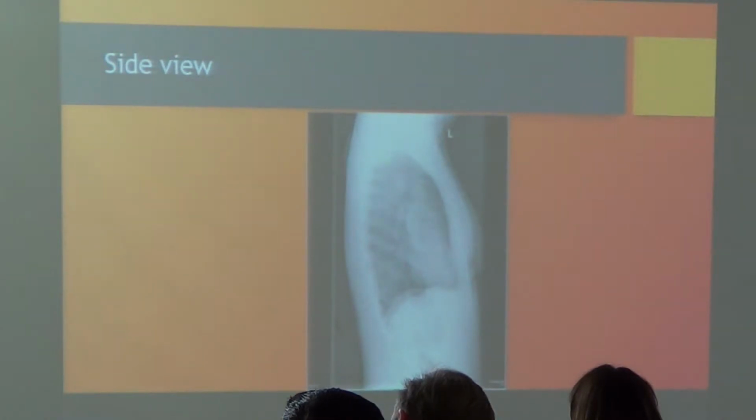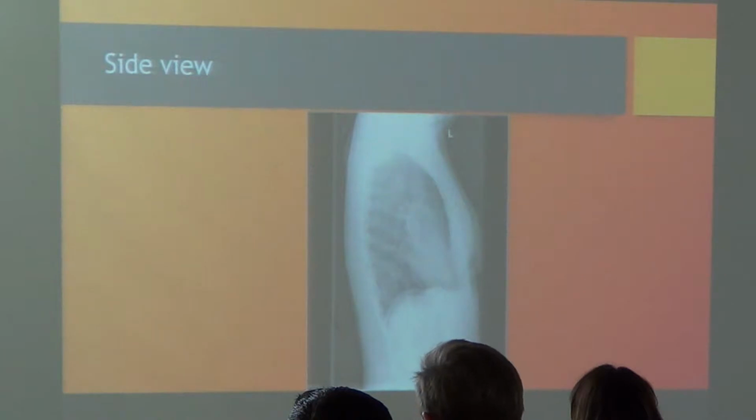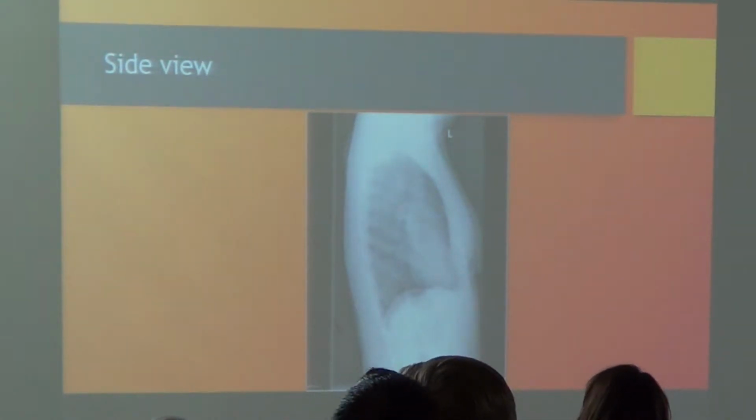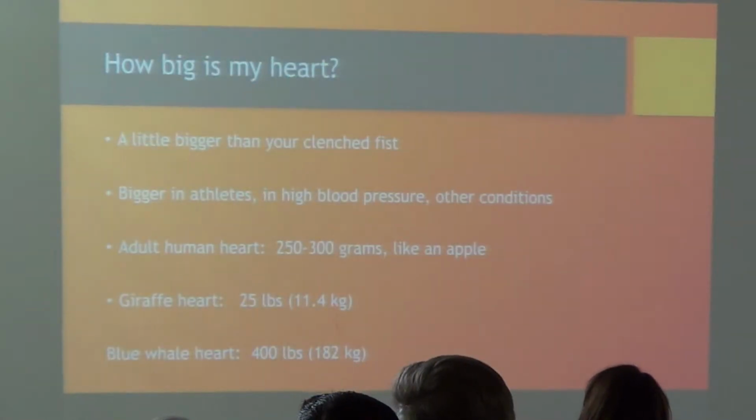Here's another picture from the side view of an X-ray that again shows the heart more toward the front than it is toward the back. So it's in the middle of the chest, but it's sort of in the front middle. How big is your heart? It's a little bit bigger than your clenched fist, roughly the weight of an apple.